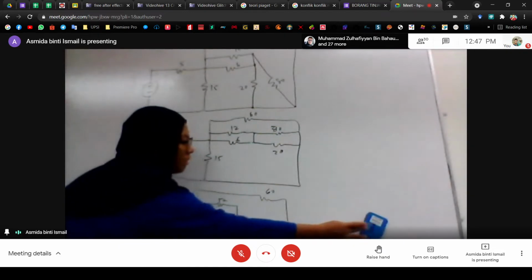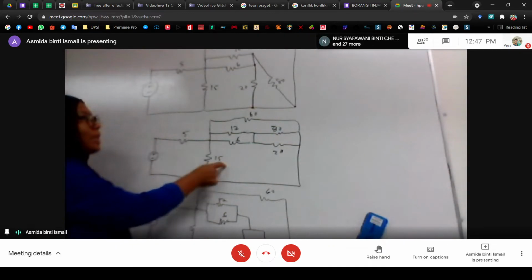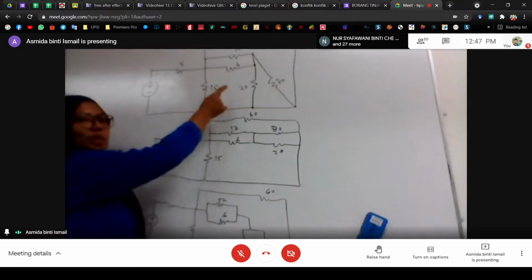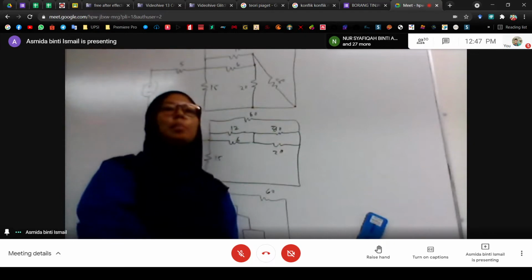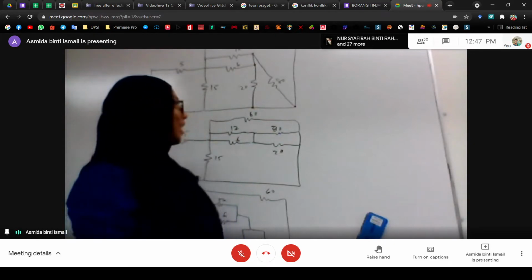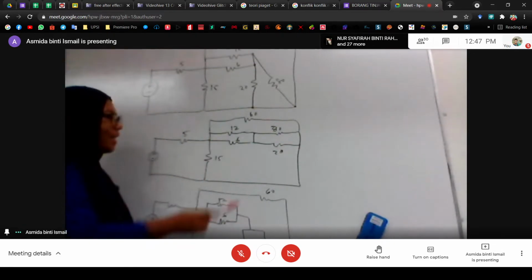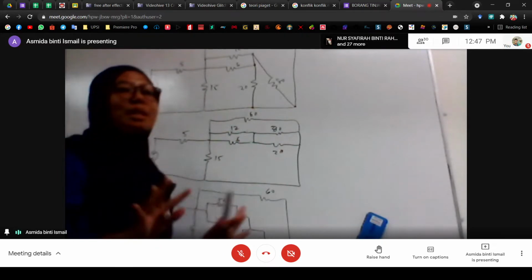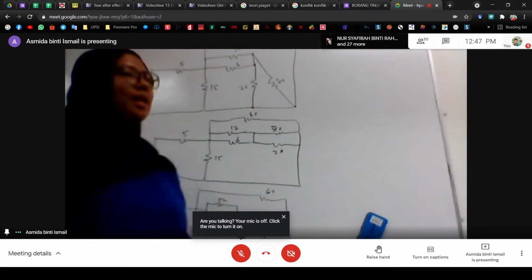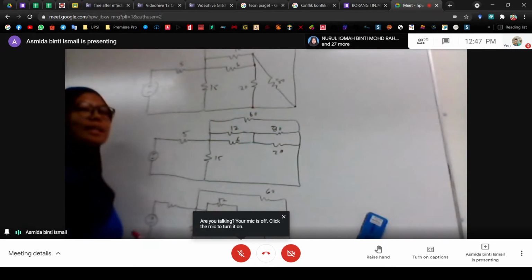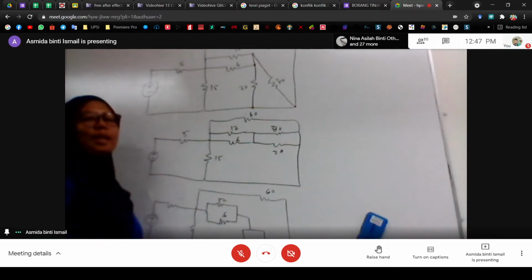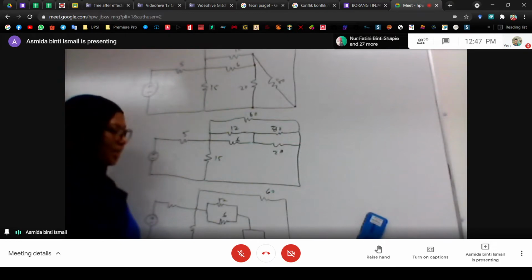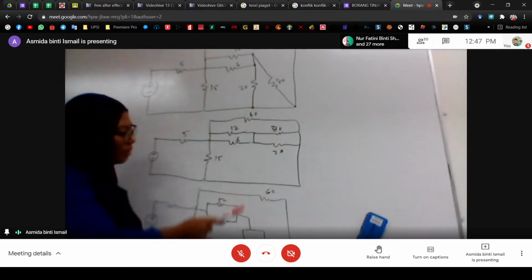Some of you draw like this. Some of you draw like this. Some of you tak nak lah. Saya tengok pun saya tak perlu lah lukis dia. Saya nampak dia memang macam tu. Tak payah. Okay. So, this one and this one semua sama. Okay. This circuit and this circuit all same circuit. Have a same meaning. Okay. Sama. Okay, macam ni pun sama.